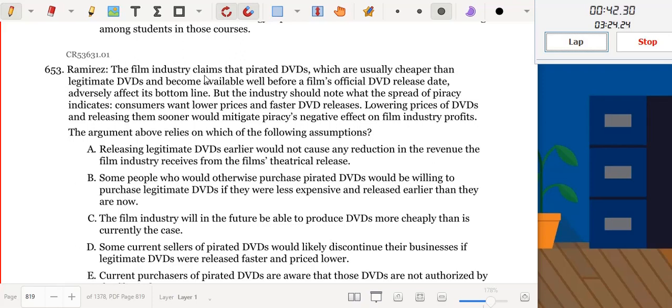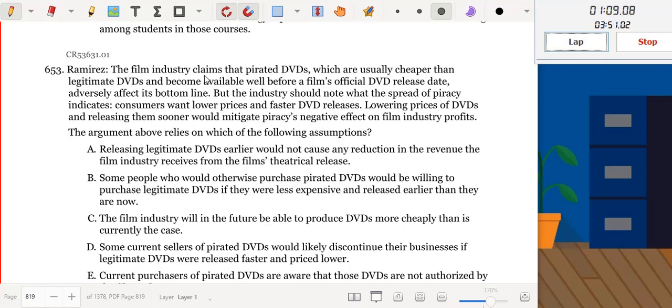The film industry claims that pirated DVDs, which are usually cheaper, become available early and hurt its bottom line. But the industry should note that the spread of piracy indicates consumers want lower prices and faster deliveries. Correct. Lowering the price of DVDs and releasing them sooner would mitigate piracy's negative effect on film industry profits. Correct. The argument relies on which of the following assumptions?